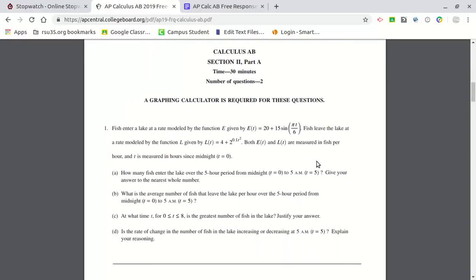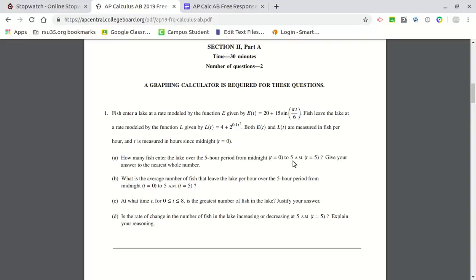Fish enter a lake at a rate modeled by the function E of t equals 20 plus 15 sine of... Fish leave the lake at a rate modeled by the function L of t equals 4 plus 2 to the 0.1 t squared. Both E of t and L of t are measured in fish per hour, and t is measured in hours since midnight. So first thing, these functions look very complicated, so I'm going to get my graphing calculator out because I don't think I can do any of these integrals by hand, in case I need to do integrals.